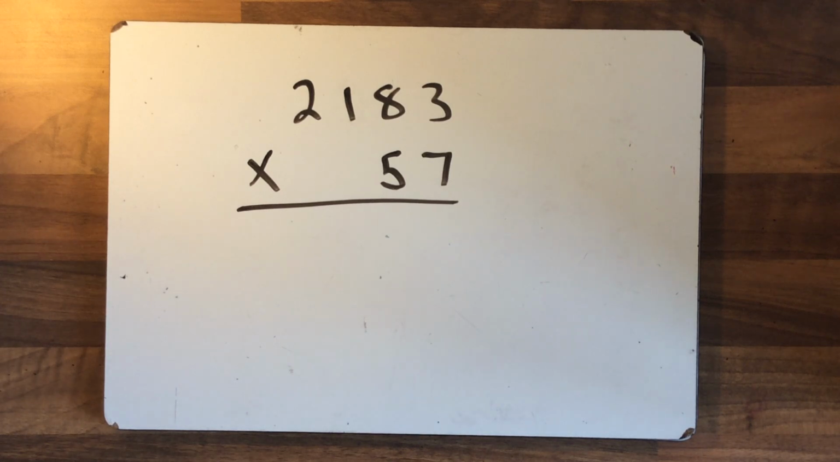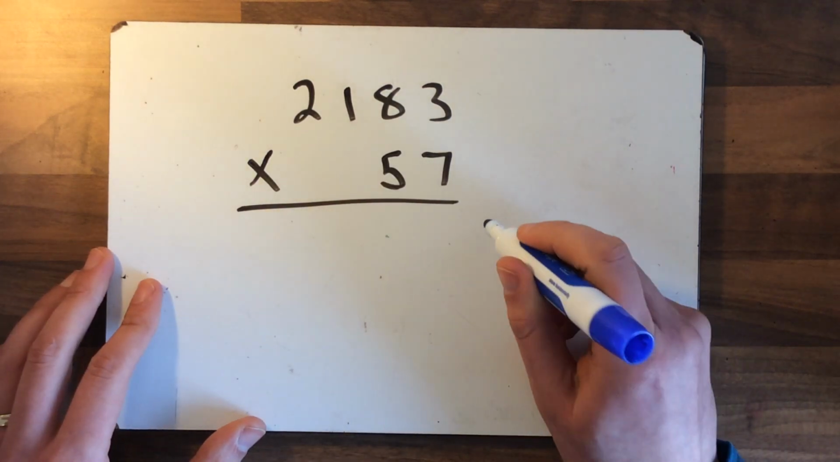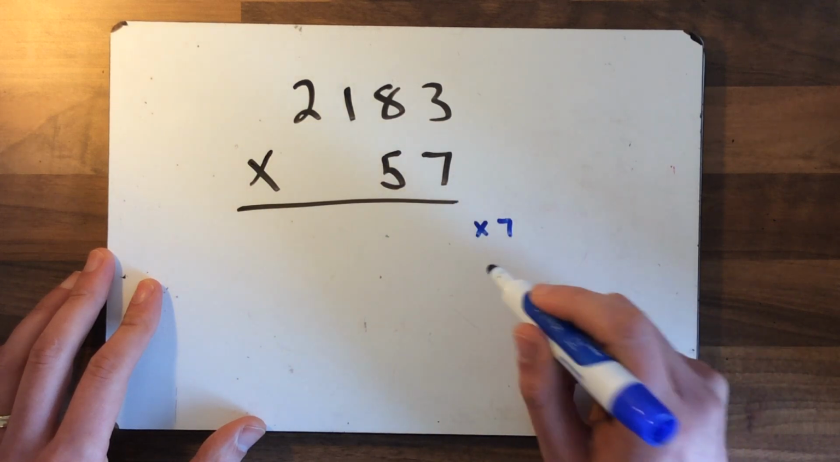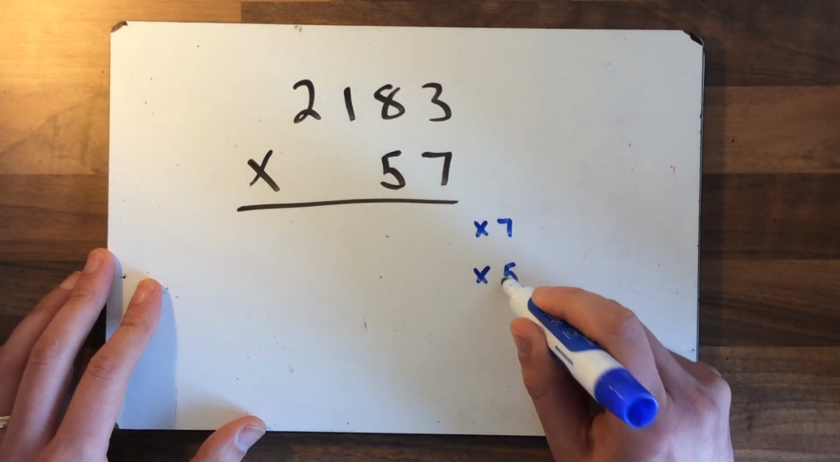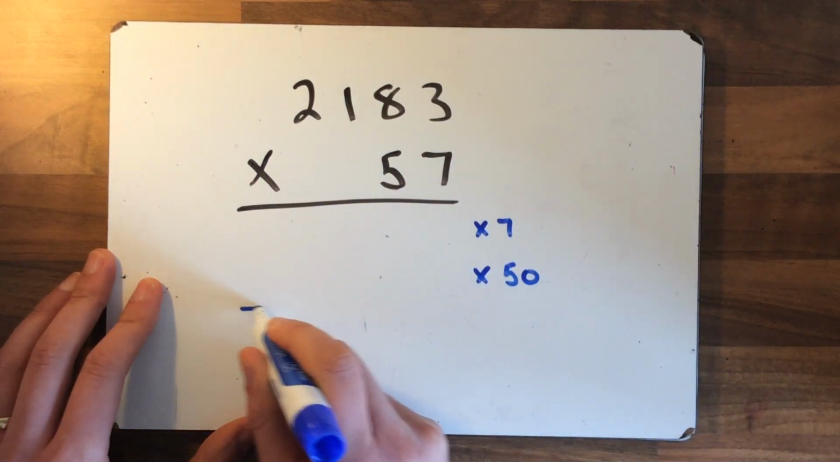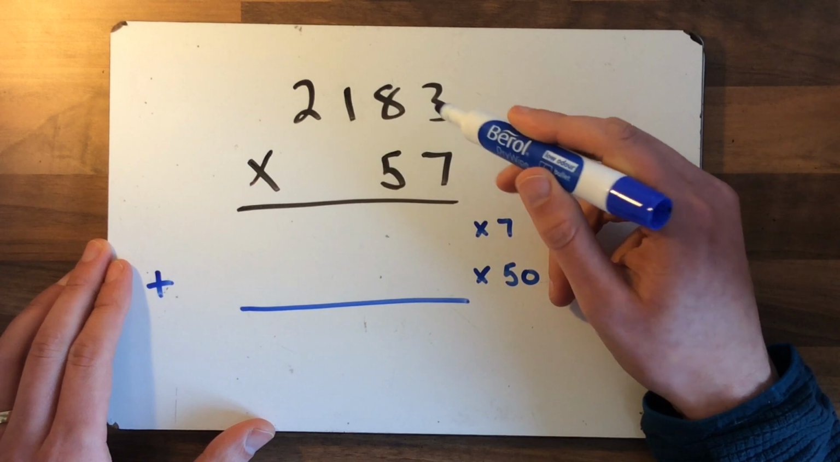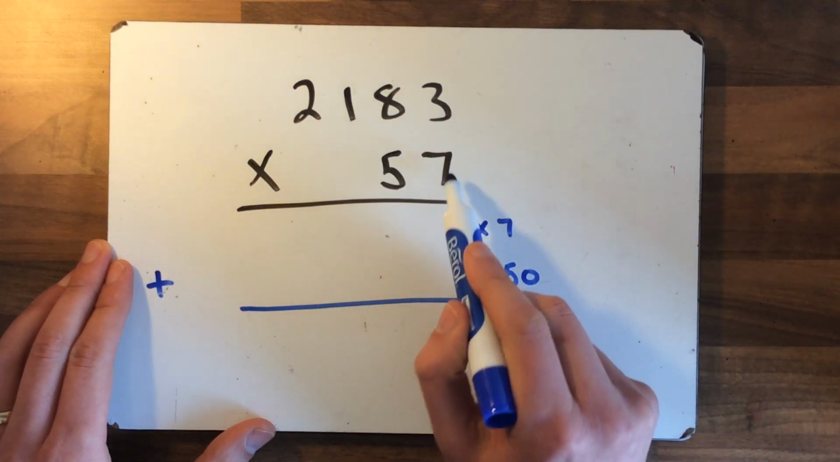Okay, so just like previously, we're going to split up 57, and we'll multiply it by the 7 first of all, and then we're going to be multiplying it by the 50. And then we'll add them, won't we? So first of all, we're multiplying 2,183 by 7.